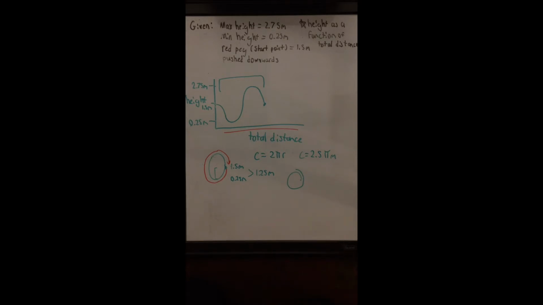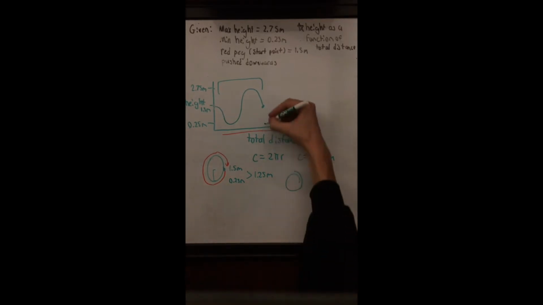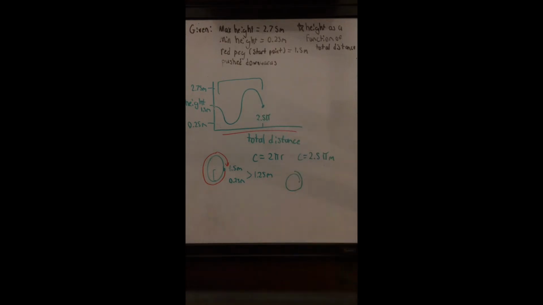So now we can apply this knowledge back to the sketch of the graph and plot that one period is going to be 2.5 pi. Now we have enough details and information to create a more accurate sketch of the graph.